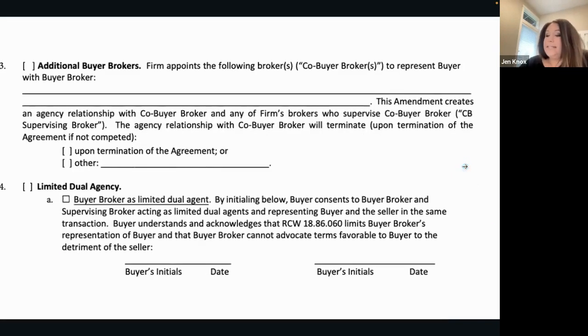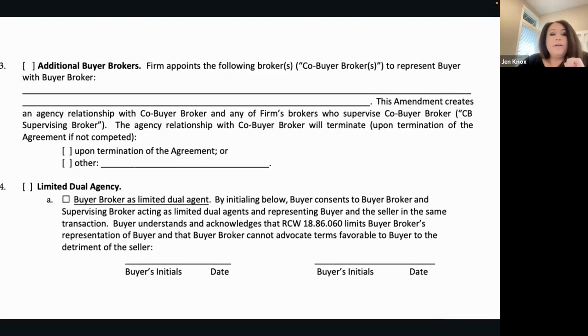All right, additional brokers. Think about why we would have an additional broker brought on. One of the examples could be that you have a listing and you found a buyer for your listing. And now you have a buyer and a seller, and your seller does not want you to be a dual agent. You could bring an additional buyer agent on to help represent this person.